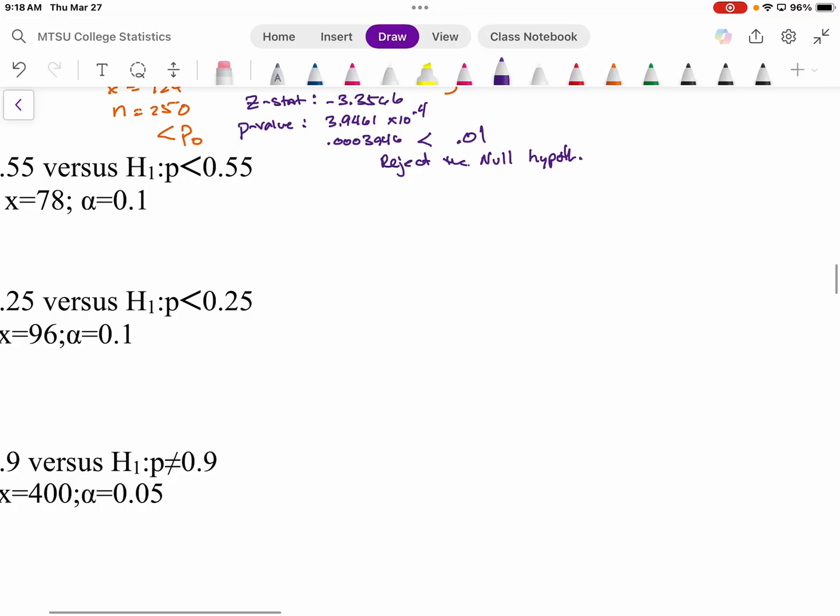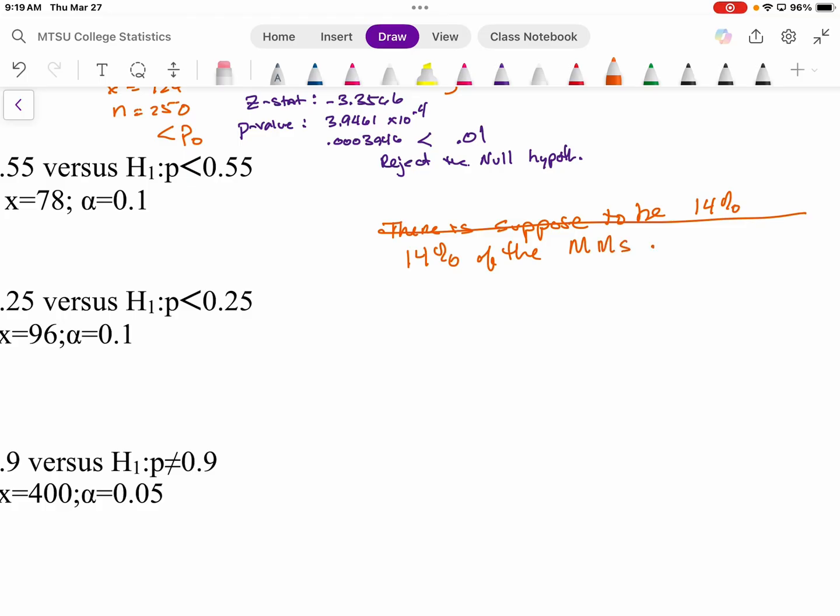So we gathered some data earlier on the internet. I did some internet research, and what it says on the internet is that 14% of the M&Ms in a bag are supposed to be yellow.